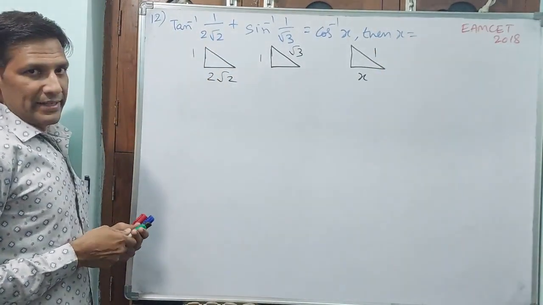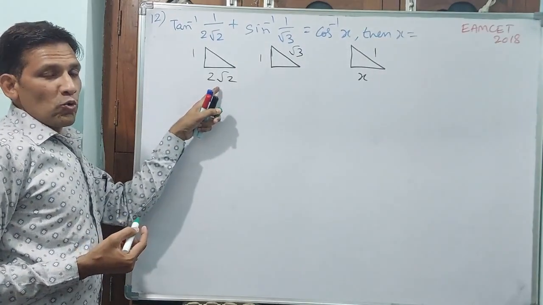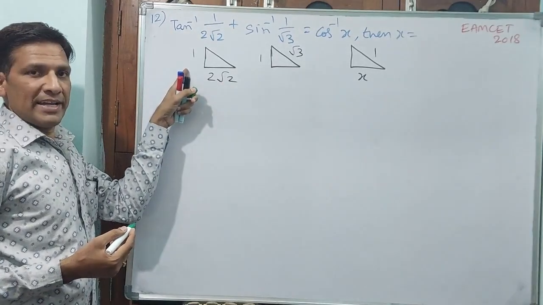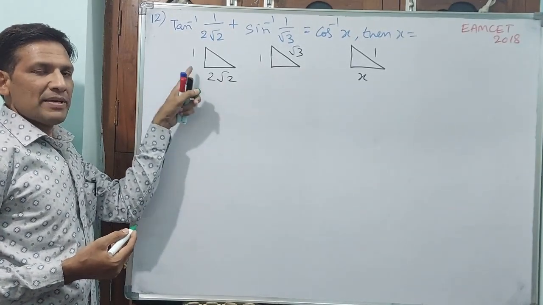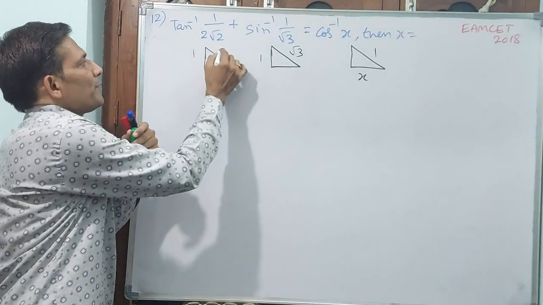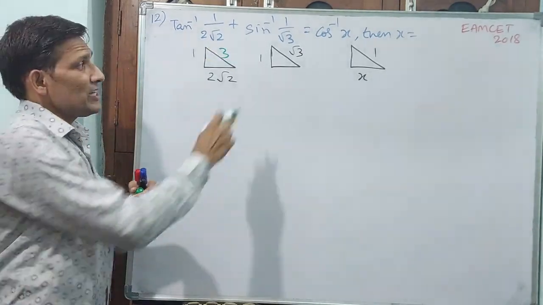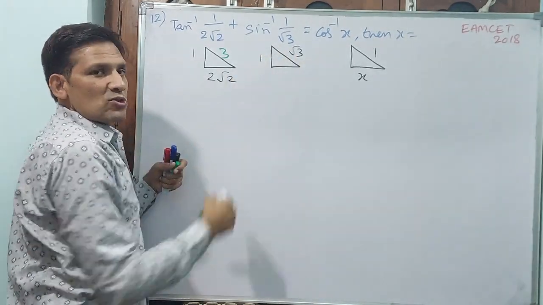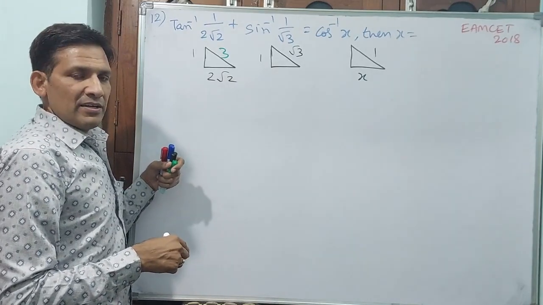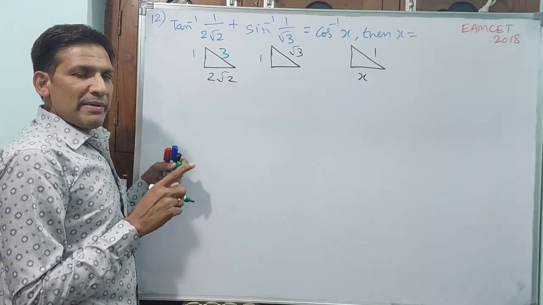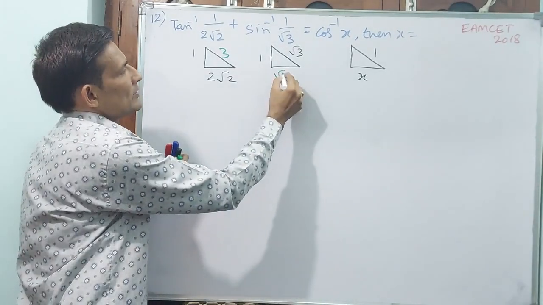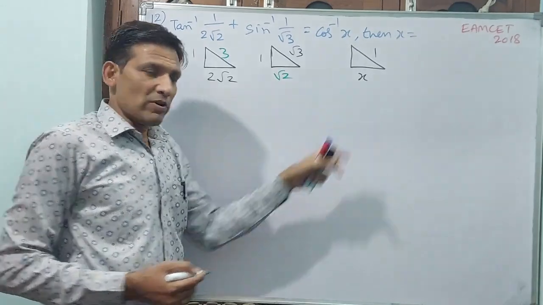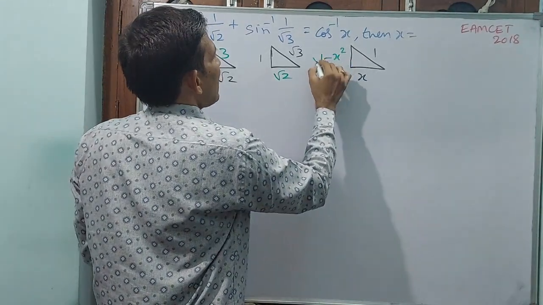Remaining you calculate. See, 2√2 whole square, 8, plus 1, 9, under root 3. Okay, but here root 3 is already there. Then you have to get this. How? Root 3 square minus 1 square, under root. Root 3 square means 3, minus 1 square means 1, 3 minus 1, 2, under root means root 2. Here also, 1 square minus x square under root, 1 minus x square under root, that's all.